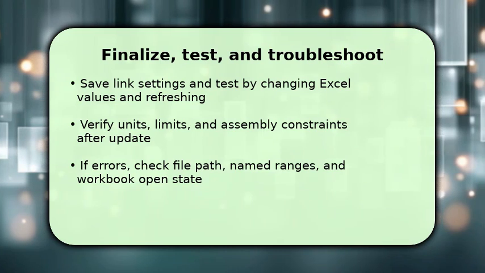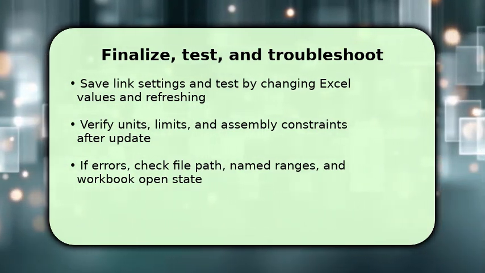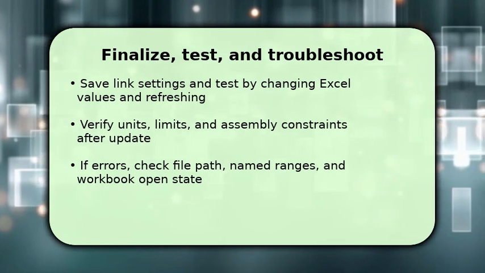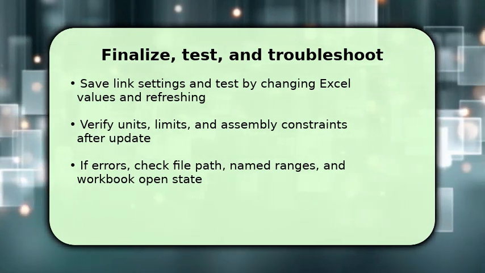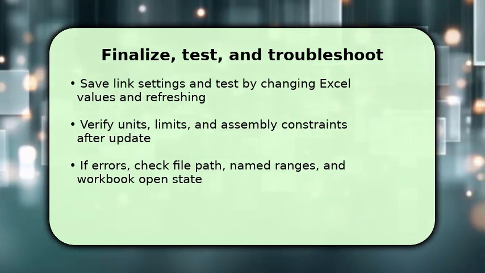Finish by saving the link settings and performing a test. Change values in Excel, save the workbook, then refresh or reopen Inventor to apply updates. You should inspect geometry, constraints, and clearances to confirm units and limits behaved as expected.